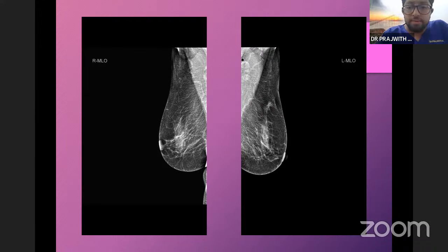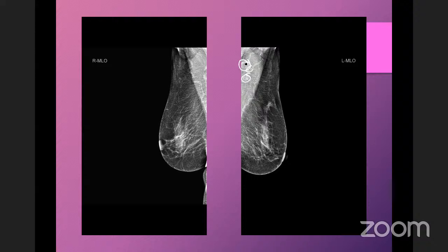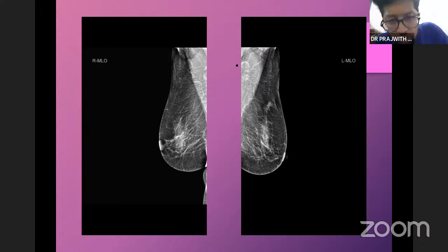Then you can see some large lymph nodes here. Some are showing hypodensities within, which might be artifactual or it can be a normal fatty hilum. So I cannot conclude whether it is metastasis or just a normal lymph node. Okay, so this is how you interpret.